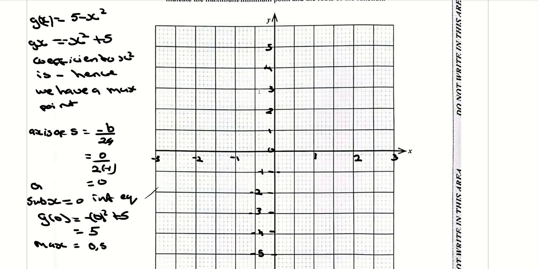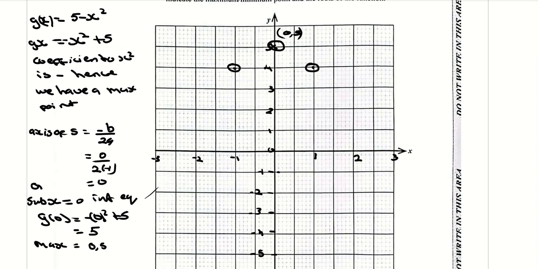So let's just find some values. First off, the axis of symmetry, where the maximum coordinate is this, which is (0, 5). Let's say when x is equal to negative 1, that's 5 minus 1 squared, which is 4. So that would be this coordinate right here. When x is positive 1, it's also this coordinate right here.